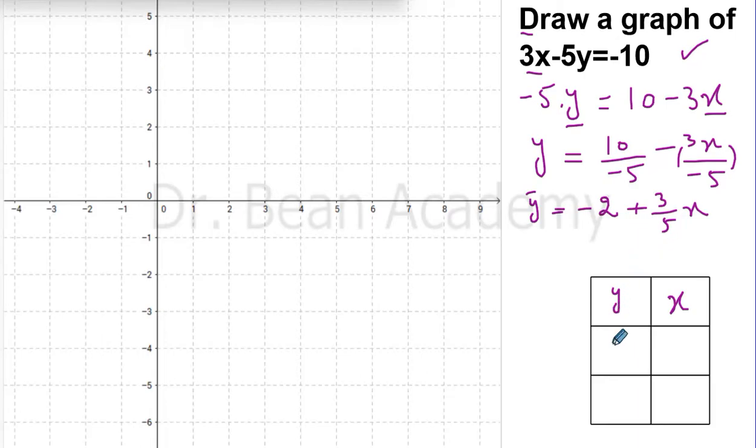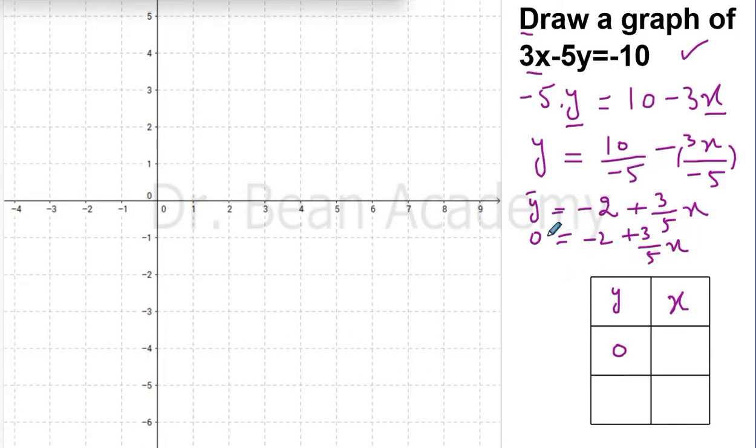So what value should I choose? The choice is totally arbitrary. You can choose any number, but just choose the number which is convenient for you. For example, I would like to have y equals 0. If y is 0, now I need to put y equals 0 in this equation to find the corresponding value of x. So if y is 0, 0 equals negative 2 plus 3 over 5x.